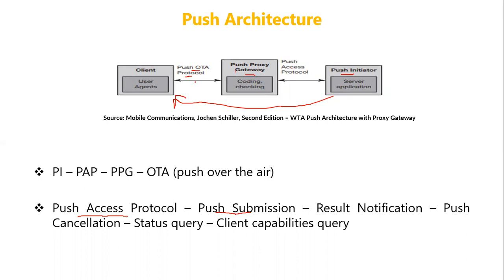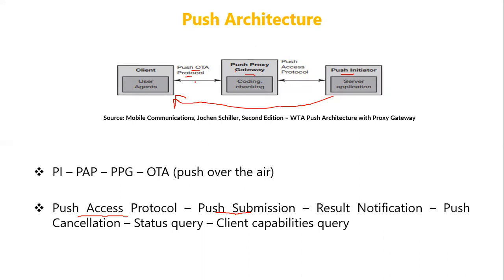And then status query. With the help of the push access protocol, the PA can query the status of a push message. The result could indicate whether the PPG already delivered the message or is still trying to reach the client. Like, what is the status of my previous push message? It can ask the gateway through status query.